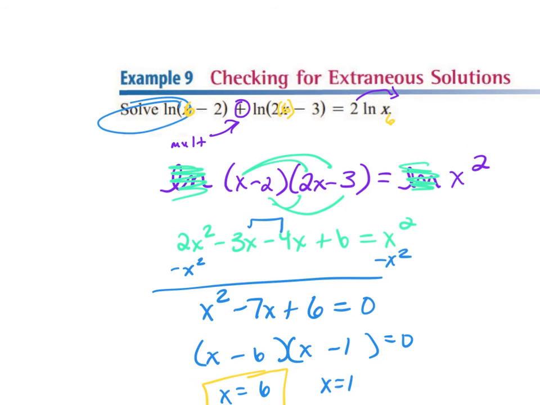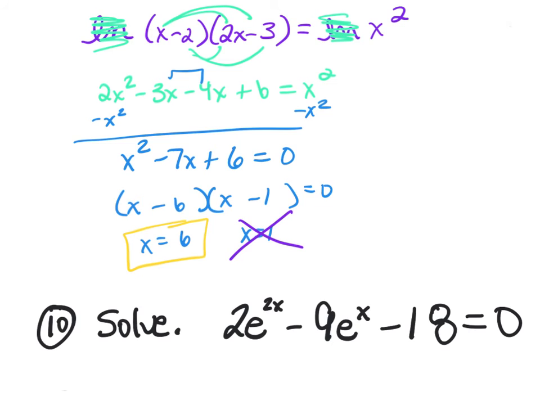What happens when I plug in 1? What's 1 minus 2? Negative 1. On your calculators, hit natural log of negative 1. What does it tell you? It probably says error, not a real answer. It's not that your calculator's wrong. That means this solution doesn't work. You can just cross it out. If you cross it out, you're telling me it's extraneous. That's fine.